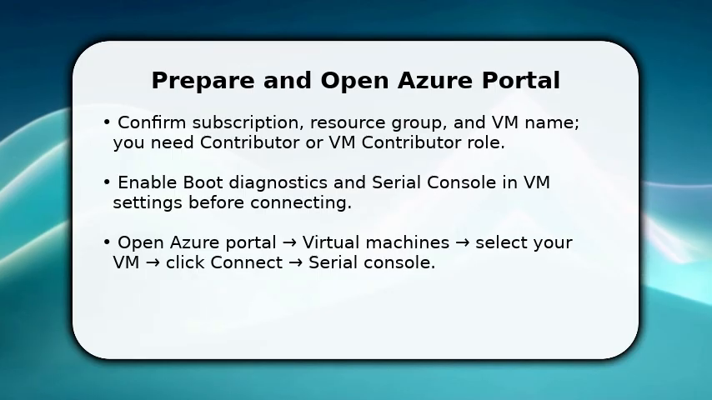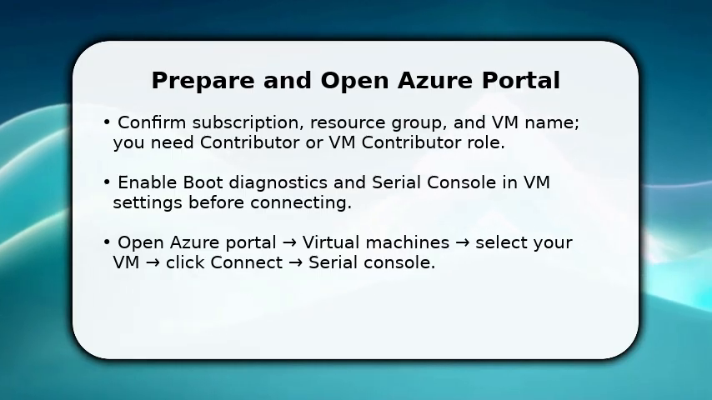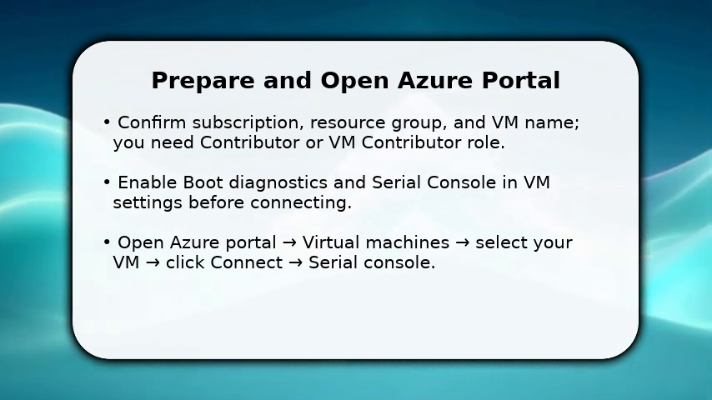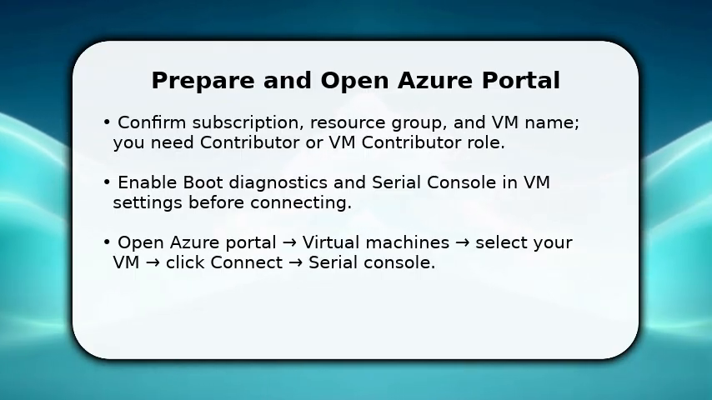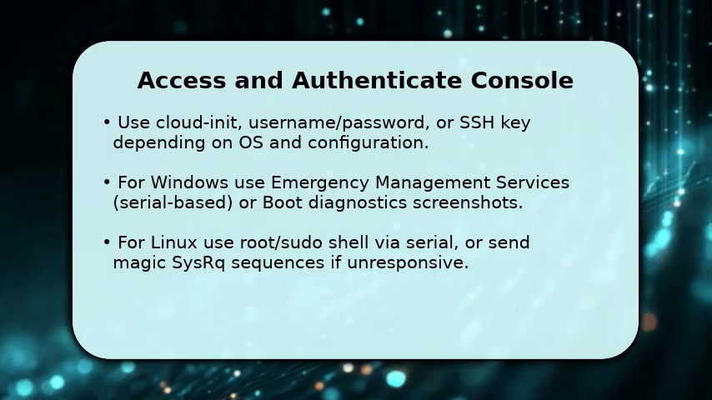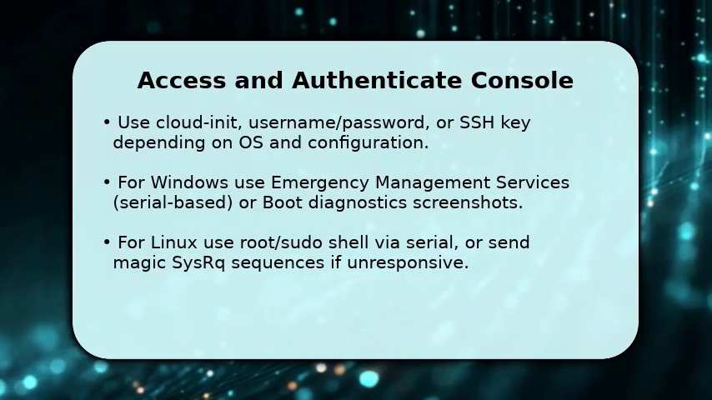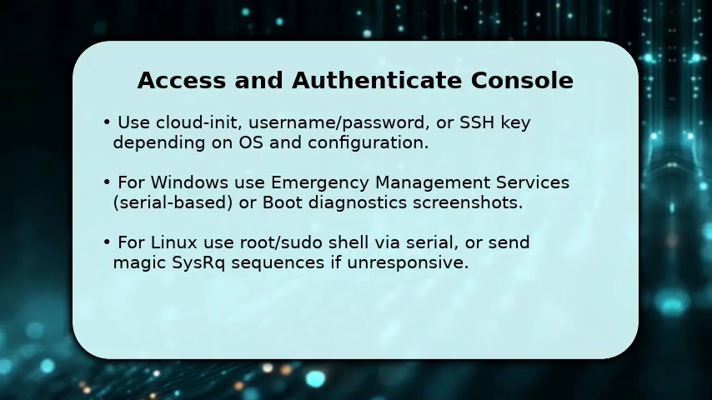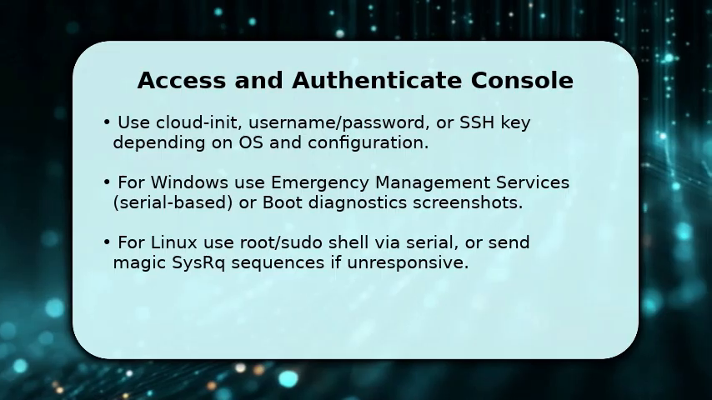This opens a web-based interactive terminal tied to the VM's serial output, useful when network access fails. Proceed now to attach keys or credentials for interactive control. Once the serial console session appears, authenticate according to the VM's OS and configured methods. For Linux, you can request a root shell or use your sudo-enabled account. Provide the SSH key or password the VM expects.